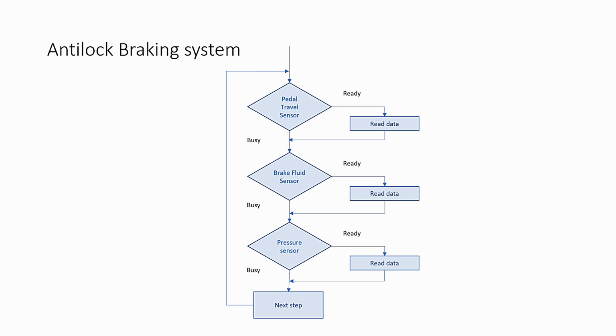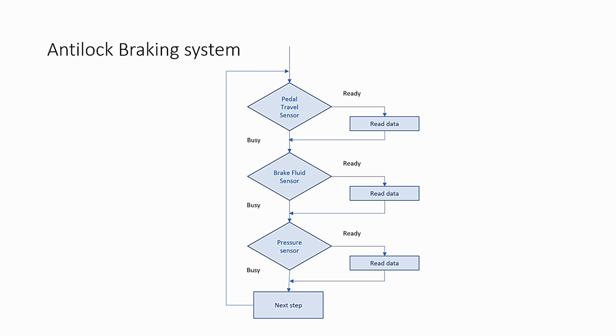And here you can see we have three different sensors. The first one is the pedal travel sensor, the next one is the brake fluid sensor, and the third one is the pressure sensor. And then we will process the data based on these three inputs. Just consider these three inputs for now. Besides these, we have a lot of sensors in this ABS system. We are not going to see that in detail. Instead, we are just going to take this as an example for understanding the system that we are discussing right over here, that is the busy wait system.